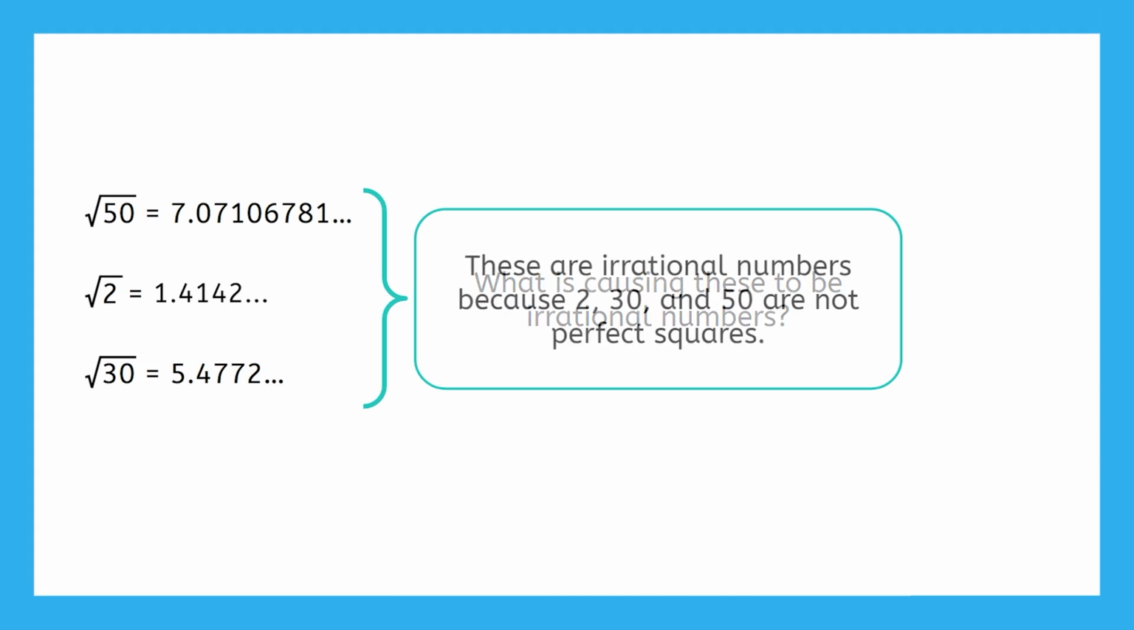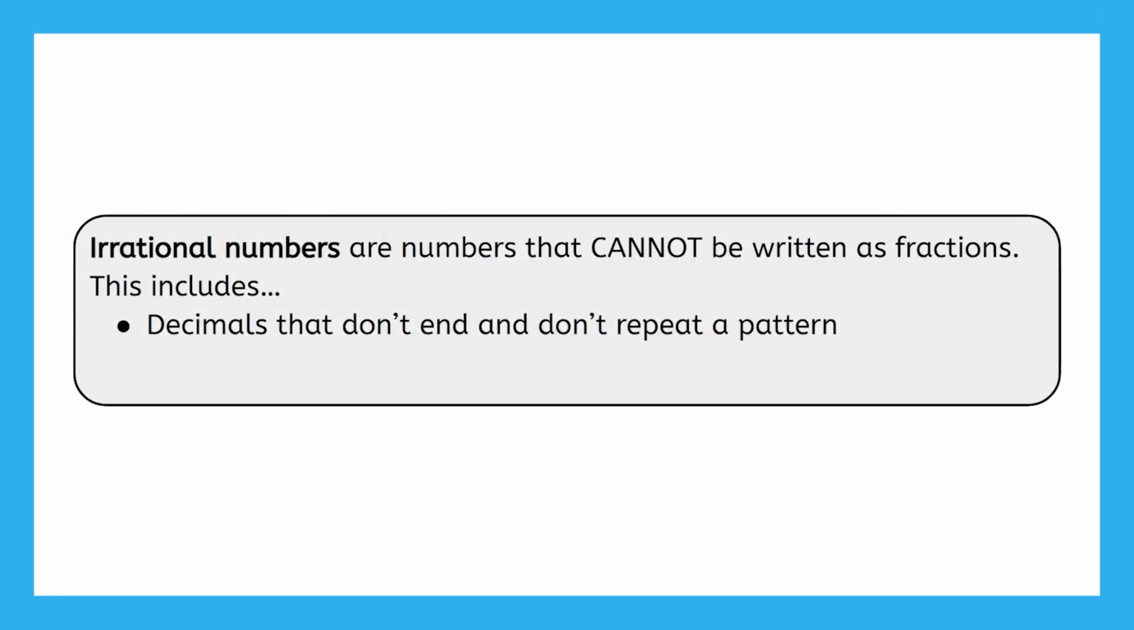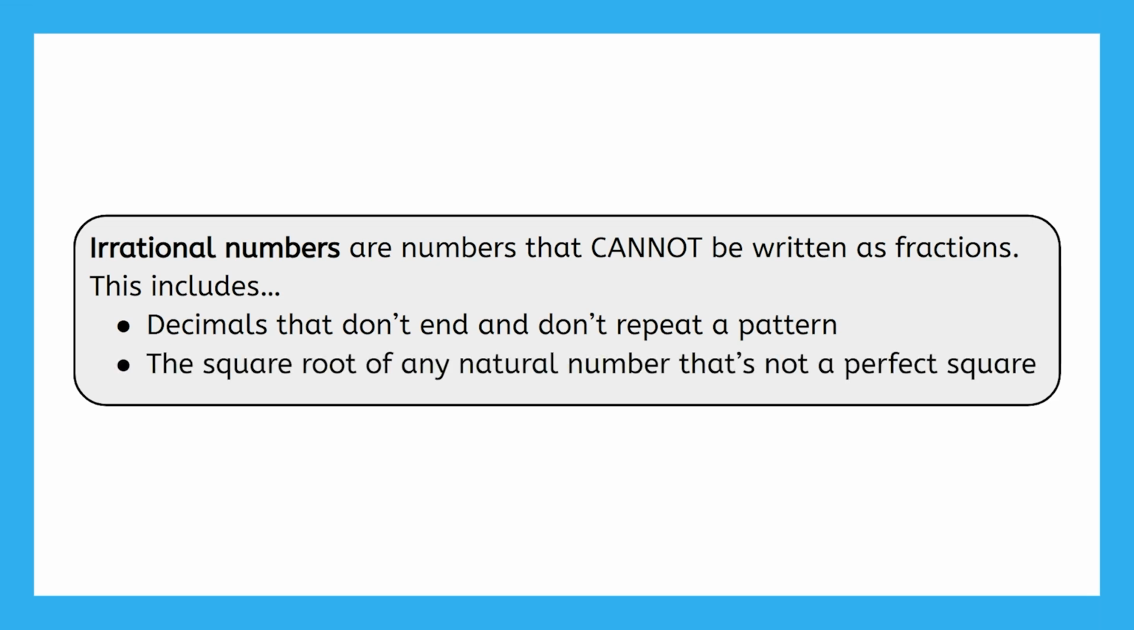Oh, these are irrational numbers because the numbers under the radical aren't perfect squares. Let's add this to what we already know about irrational numbers. The square root of any natural number that's not a perfect square is an irrational number. That's because they all result in decimals that don't end and don't repeat.